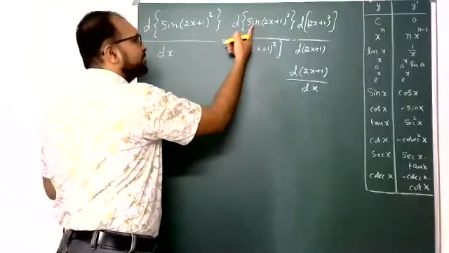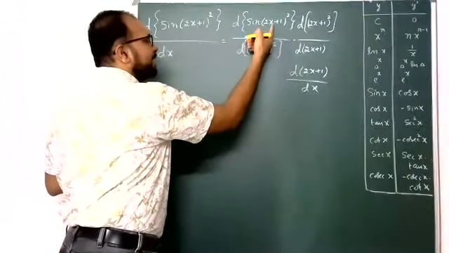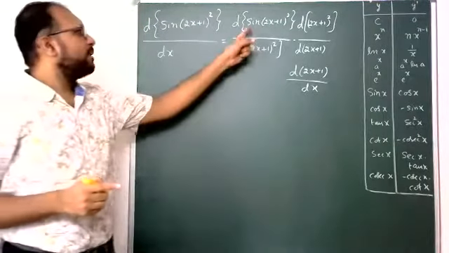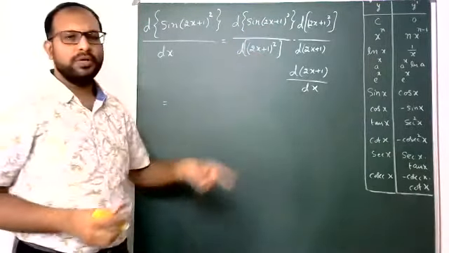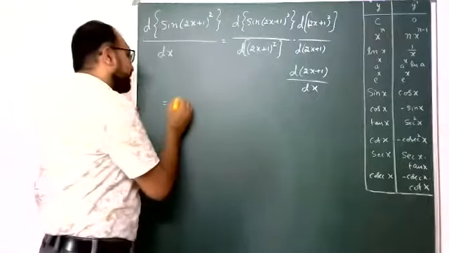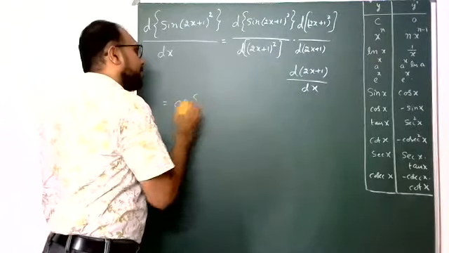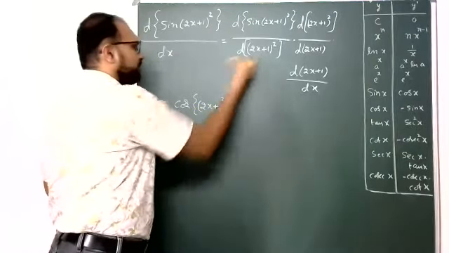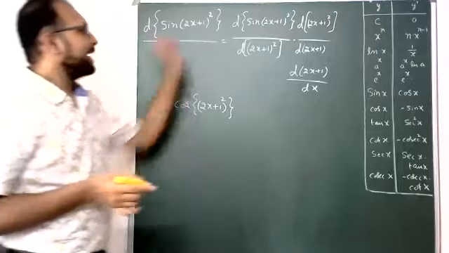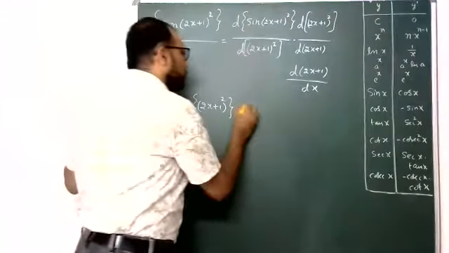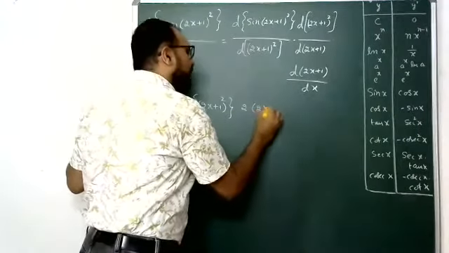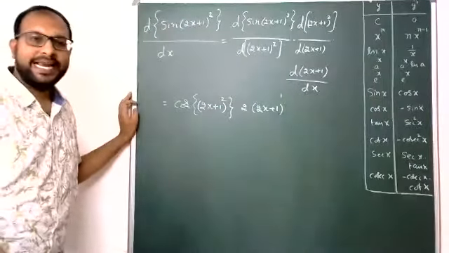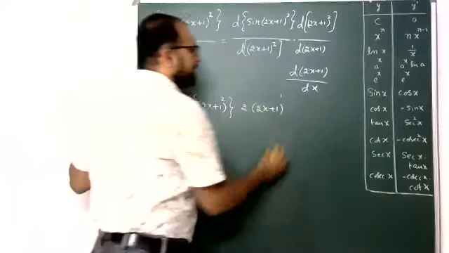This is the derivative of sine. Suppose u, the derivative of sine u with respect to u is cos u. So that means cos of (2x plus 1) whole square. So the first link is over. Second link: 2 into (2x plus 1) to the power 2 minus 1, that is 1.